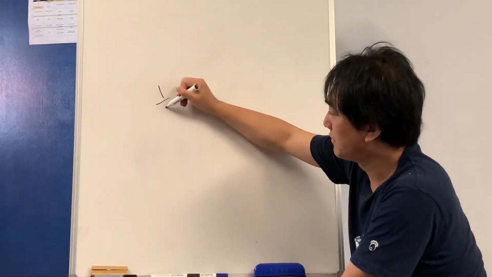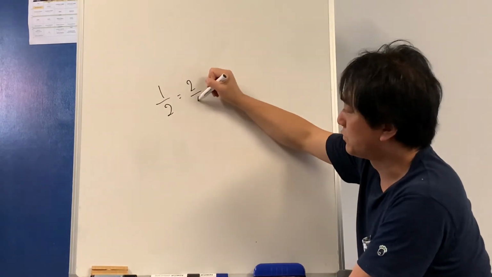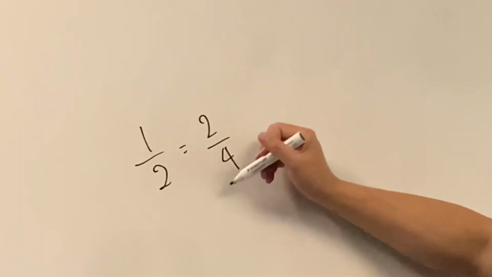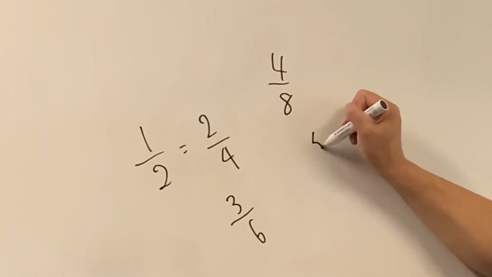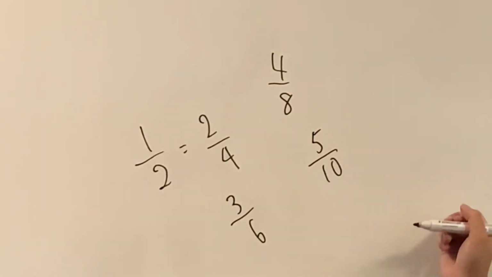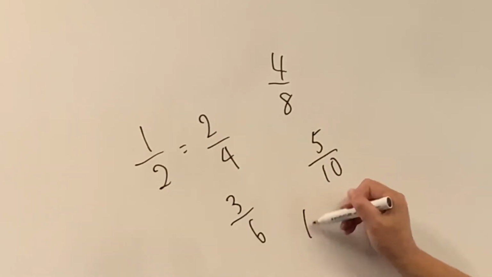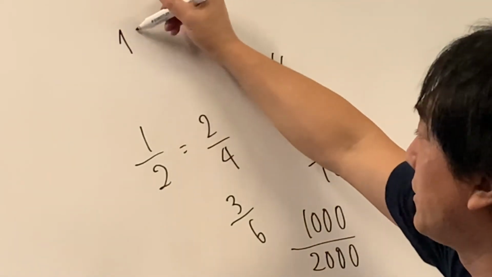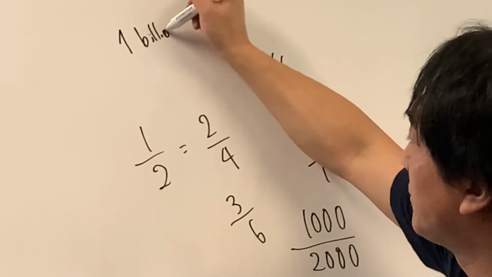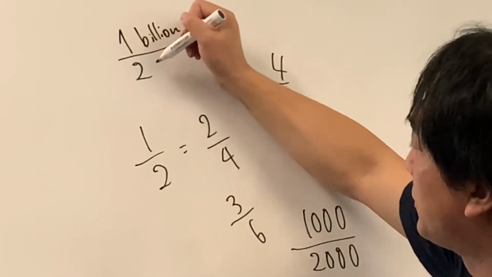How many equivalent fractions to a half did you find? I am sure you have 2/4 maybe. You may have done 3/6. You may have done 4/8. You might have done 5/10. Or some of you may have done 1,000 out of 2,000, or you even said 1 billion out of 2 billion.